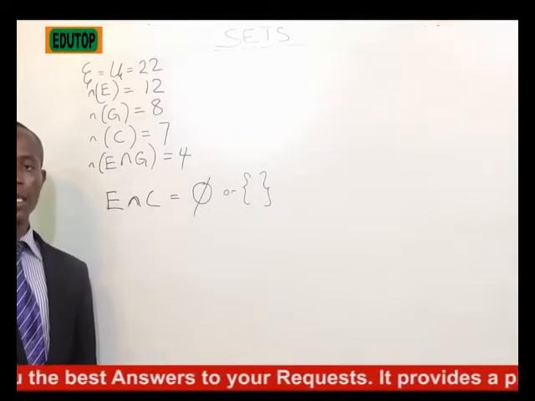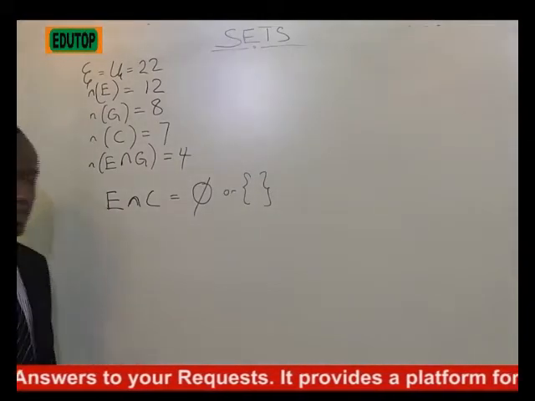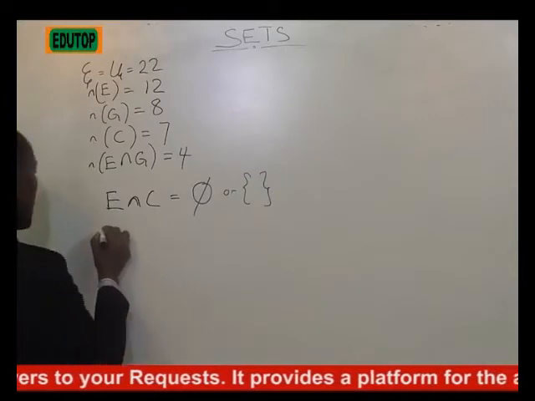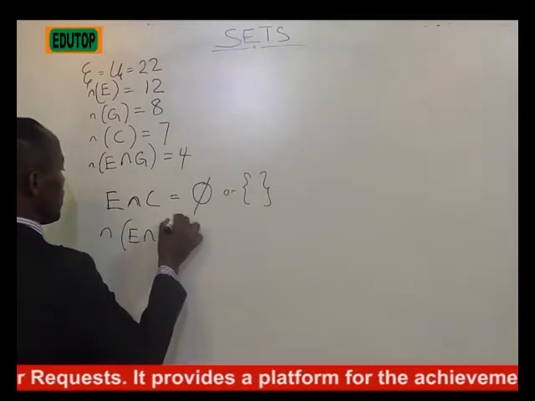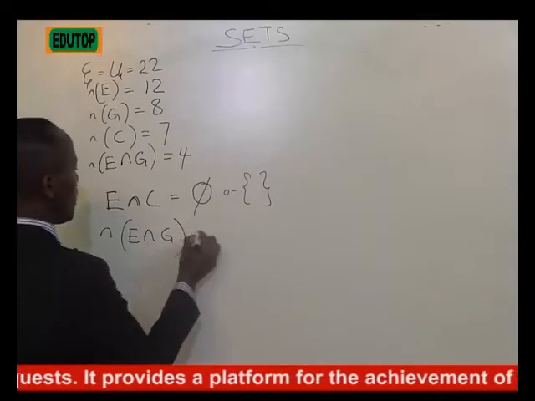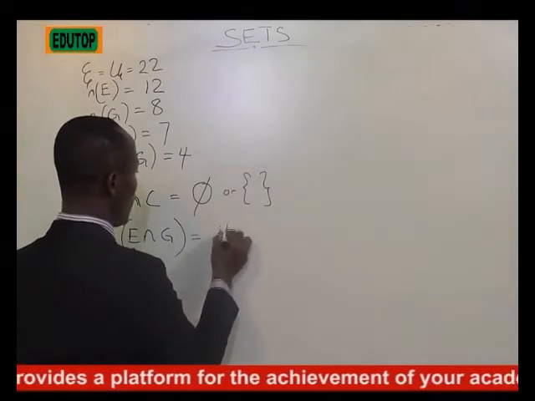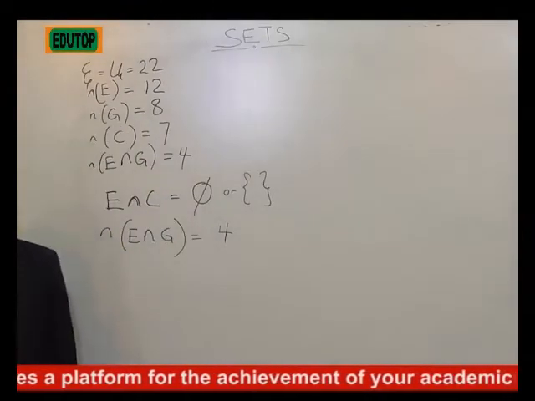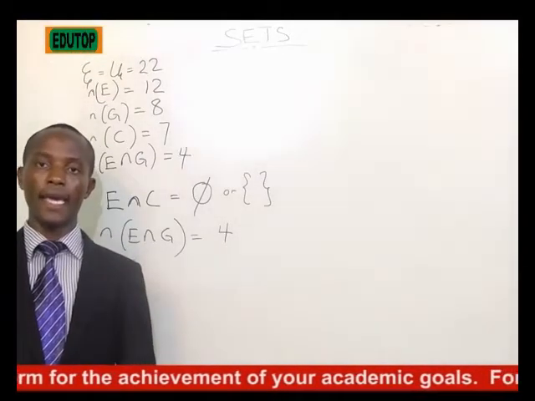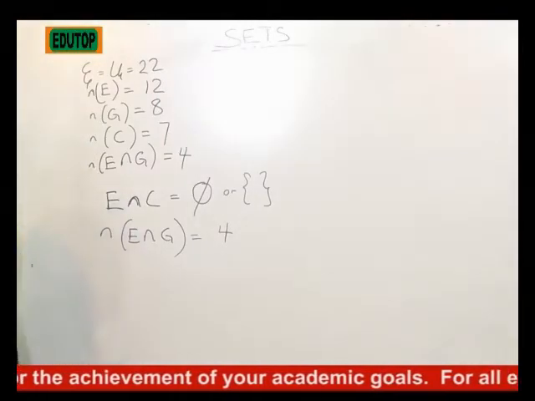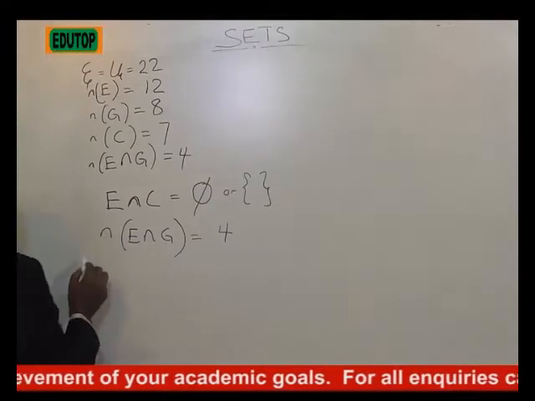Now there are 2 statements in the last sentence, and 4 students take economics and government, which means E intersection G, that is economics and government, is equal to 4. Now we go to the Roman figure 2 for A. We are being given some information. We now use a Venn diagram to represent all this information.